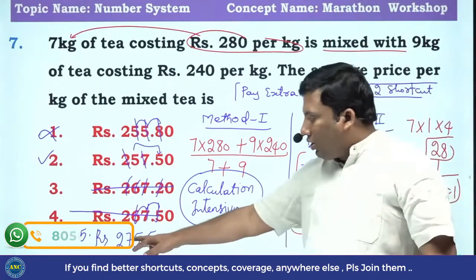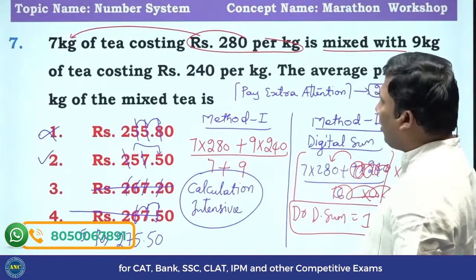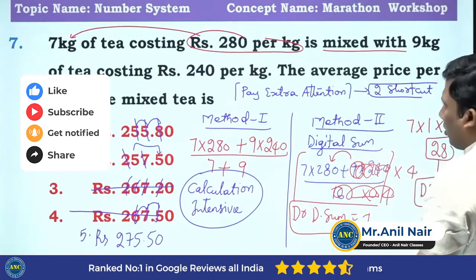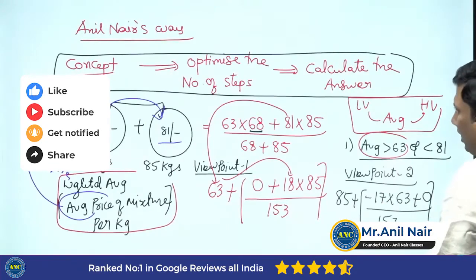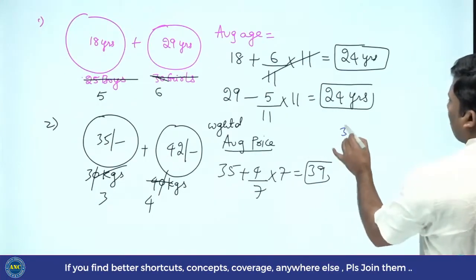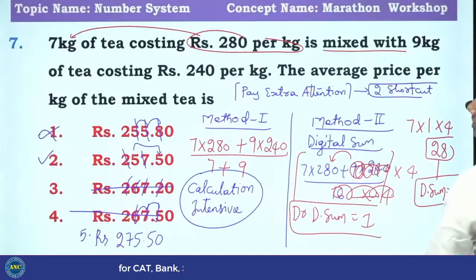Now it is 275.50. Now let us solve this question. How to solve this question? Let us take another slide. Third question. It is in kgs. Let us see the question.